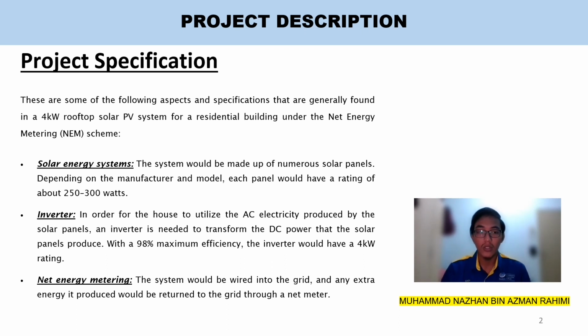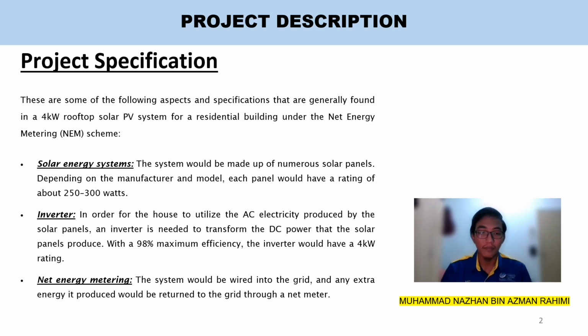Okay, the first one is the solar energy system. The system will be made up of numerous solar panels. Depending on the manufacturer and model, each panel would have a rating of about 250 to 300 watts.